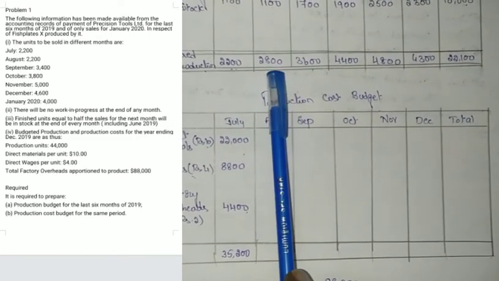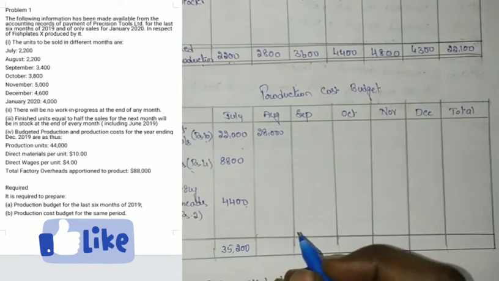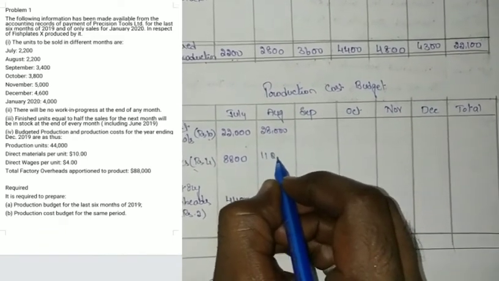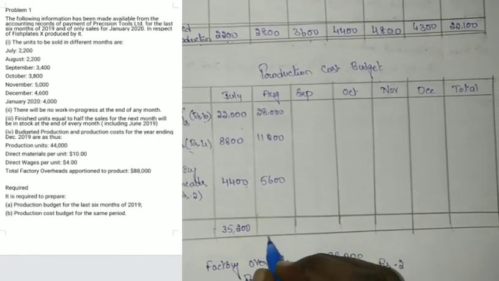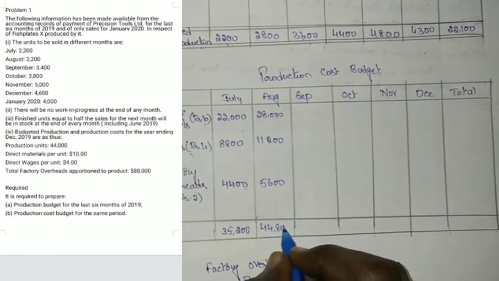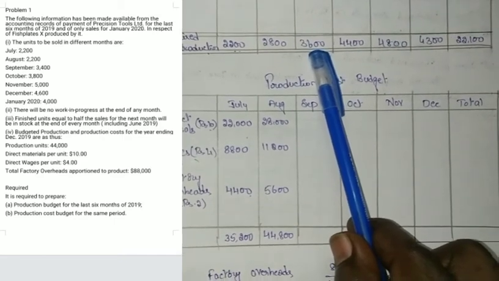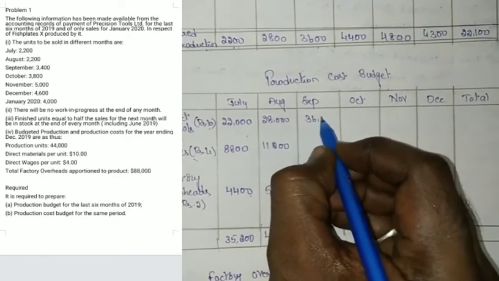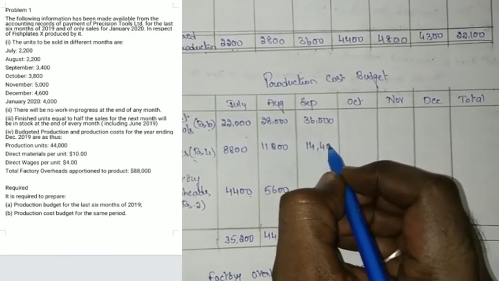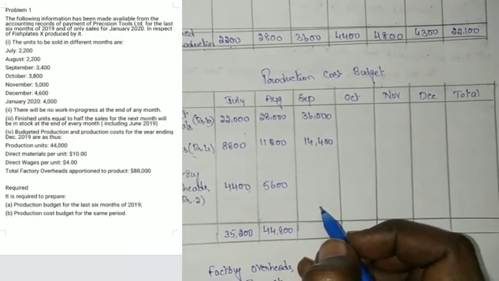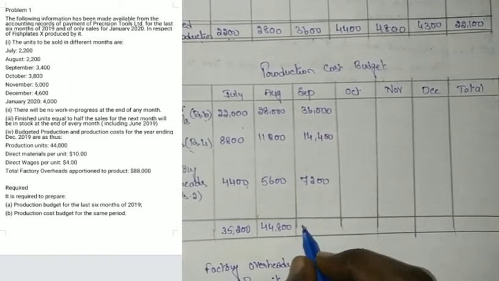Now for the month of August, 2800 into 10, 28,000. 2800 into 4, 11,200. 2800 into 2, 5,600. And the total 44,800. And next for the month of September, the total production required is 3,600. So 3,600 into 10, 36,000. 3,600 into 4, 14,400. 3,600 into 2, 7,200. So total you will get 57,600.